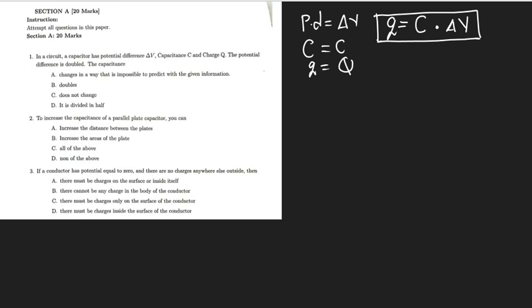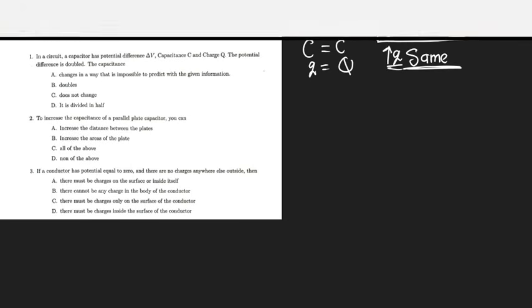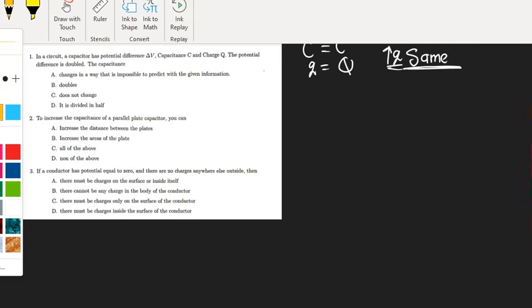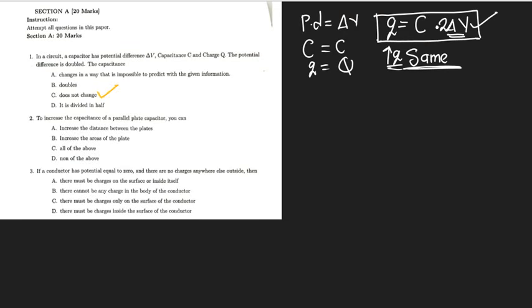The potential difference is doubled. The capacitance, dash. Now what happens in this formula when you double the potential difference? Let's say the potential difference happens to be 2. You will discover that what is going to be affected is the charge. When you double the potential difference, you are doubling the charge as well. So you increase the charge, you increase the potential difference. That is the concept behind. But you will notice that the capacitance is not being affected by the potential difference. Capacitance is only affecting the charge and not really the potential difference. So you expect it to remain the same. Hence, our answer is going to be C. It won't change.